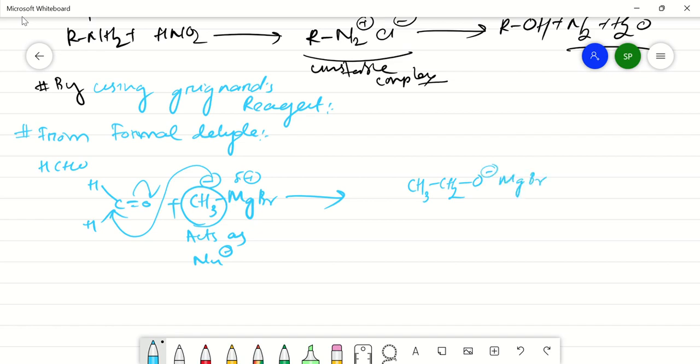Next, upon hydrolysis, this will produce CH3CH2OH plus MgOHBr. So in this method, there is production of primary alcohol using Grignard reagent in reaction with formaldehyde.